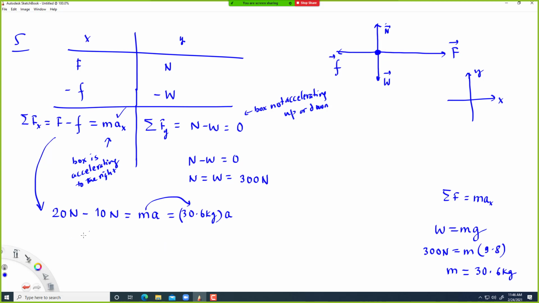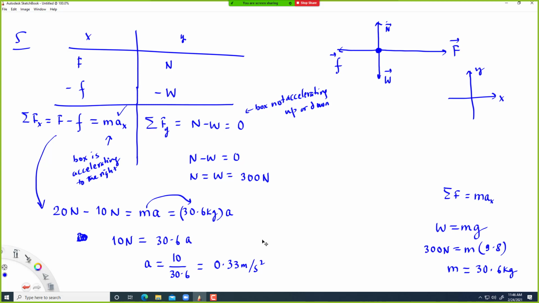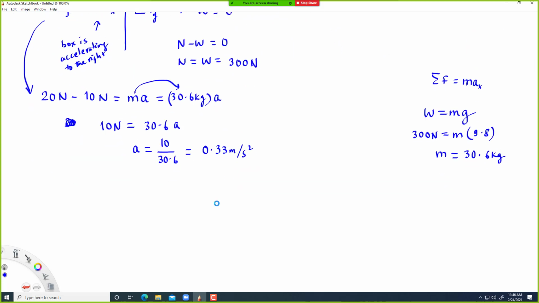So 20 minus 10 is 10, is equal to 30.6 times A. So A is 10 over 30.6. That gives us 0.33 meters per second squared. Okay? So that's the acceleration. And it says, how far will it move in 2 seconds?